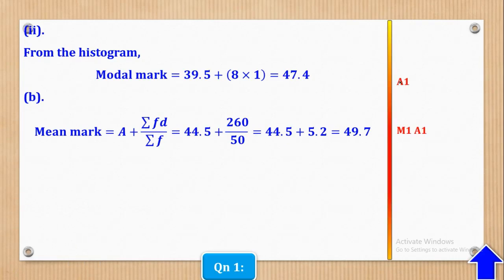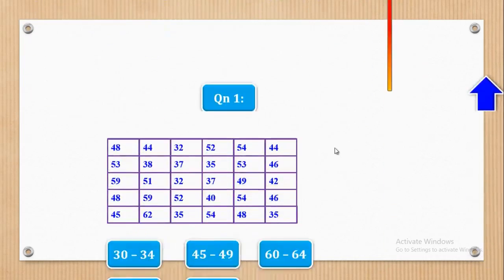Okay, so now let's see how marks can be awarded. So this A1 will be for you to state the modal mark, and M1 is for you to substitute in the formula for mean, and A1 is for you to get the final answer, which is required. So basically that's how the 12 marks could come about.